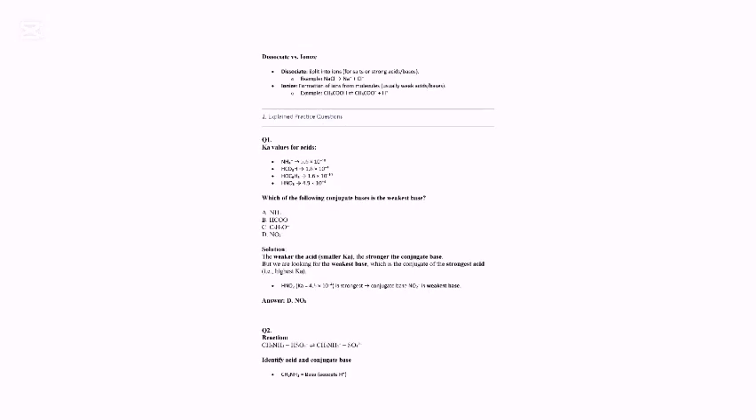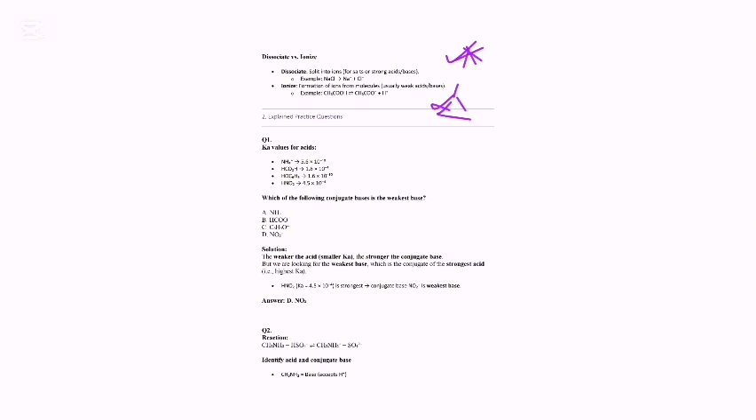Another important thing you need to know is the definition of dissociation and ionization. They will ask you, what is the difference between ionization and dissociation? Dissociation deals with strong acids, while ionization deals with weak acids. That's the one thing we need to know.